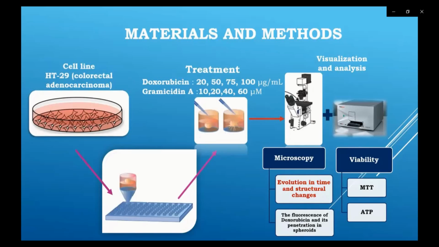We waited till the spheroids were formed and then applied the treatment with doxorubicin, which is a classical chemical compound used in chemotherapy, in different concentrations, and gramicidin A, which is our antimicrobial peptide. After the treatment, we watched the evolution in time and structural changes, the fluorescence of doxorubicin and its penetration in spheroids, and as viability tests, we watched the mitochondrial activity through MTT and the energy levels inside the cell through ATP tests.